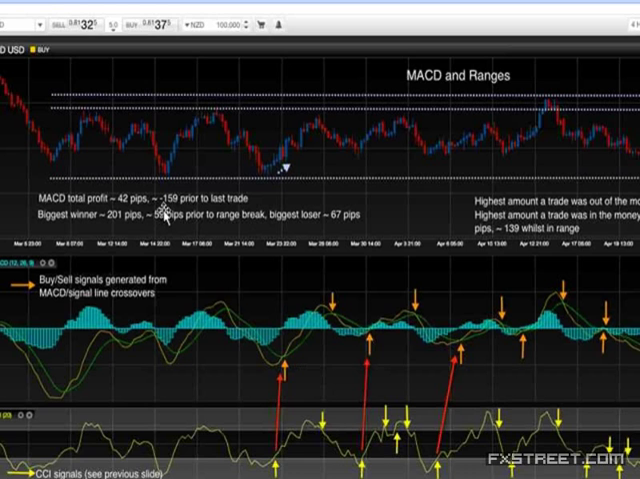We can see prior to the last trade, the last trade was again when it broke the range, but during the range the MACD actually lost 159 pips. It was only this last trade that made it actually make a small profit of 42. The biggest winner being 201 pips, only 59 though in the range. The biggest loser 67. Three trades were in the money by over 100 pips during the range, yet the maximum that an indicator could lock in was only 59, so that's pretty disappointing.